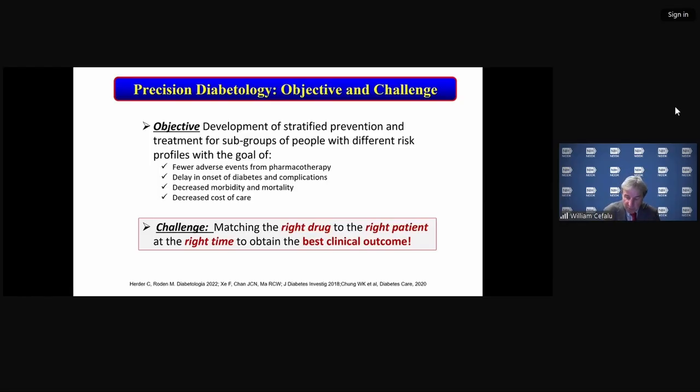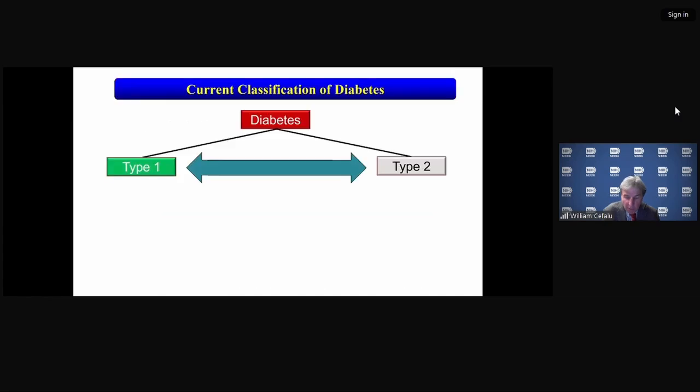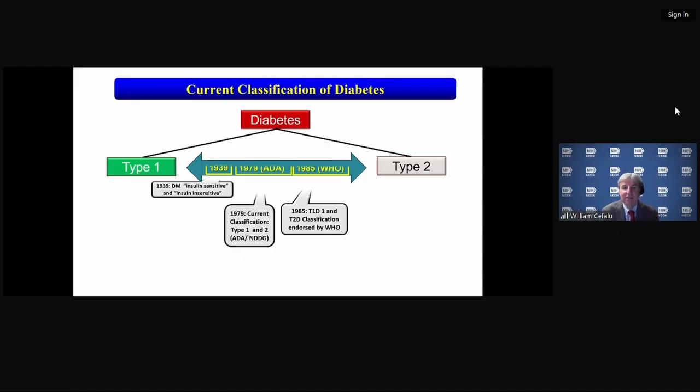But here's the issue. What we've heard over the past symposium and the last couple of days is the current classification and the heterogeneity of the disease. Clearly, we have type 1 and type 2, but this is a really dated classification. We can go back to 1939, where type 1 and type 2 were beginning to be separated based on insulin sensitive and insulin insensitive conditions from the oral glucose tolerance test. The current nomenclature comes from 1979 from the National Diabetes Data Group and the ADA, and 1985 from the World Health Organization. But as you know, today you've heard a lot about other types of diabetes.